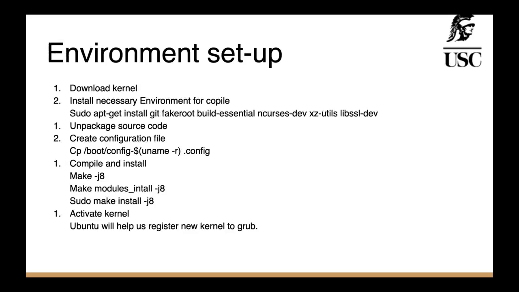First of all, we have to set up the environment for this laboratory. So we download the kernel from the official website and we install the necessary environments for the compile. You can see in the slides the commands that we use, the sudo commands. Then we unpackage the source code and we create a configuration file. After that, we compile and install, and the final step is we activate the kernel, and then we can see after our modification how it changes our speed for file transferring.